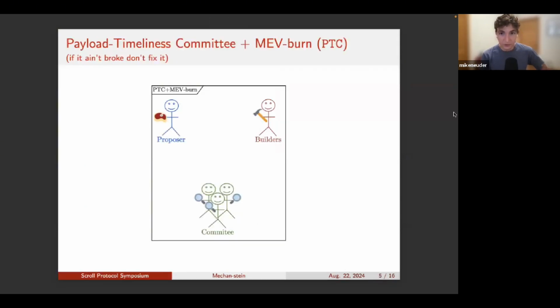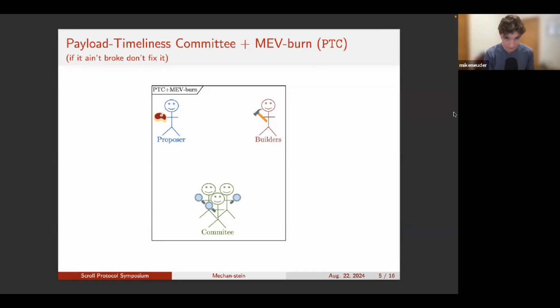Cool. So starting with the PTC and MEV-burn. I subtitled this slide, "If it ain't broke, don't fix it," because this concept of proposer builder separation is a very old one from before the merge. And it's what we have today. So it's very familiar to most people. The only difference here is PTC and MEV-burn would be enshrined in the protocol versus happening outside the protocol, which it does today.